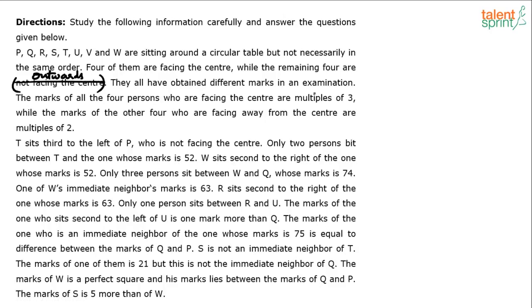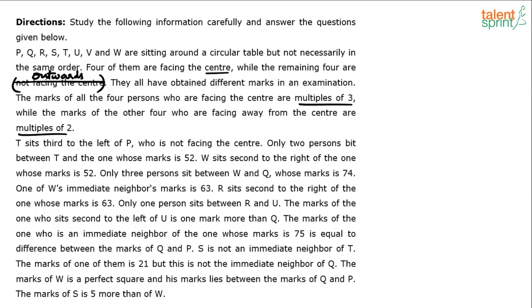Now they all have obtained different marks in an examination. The marks of all the 4 persons who are facing the center are multiples of 3, while the marks of all other 4 who are facing away from the center are multiples of 2. First and foremost, you need to understand the significance of a person facing center and a person facing outwards. When a person is facing center, left should be taken in the clockwise direction, right has to be taken in the anti-clockwise direction. When a person is facing outwards, left becomes anti-clockwise and right becomes clockwise. For detailed understanding of this concept, please watch our introductory videos on circular arrangements.